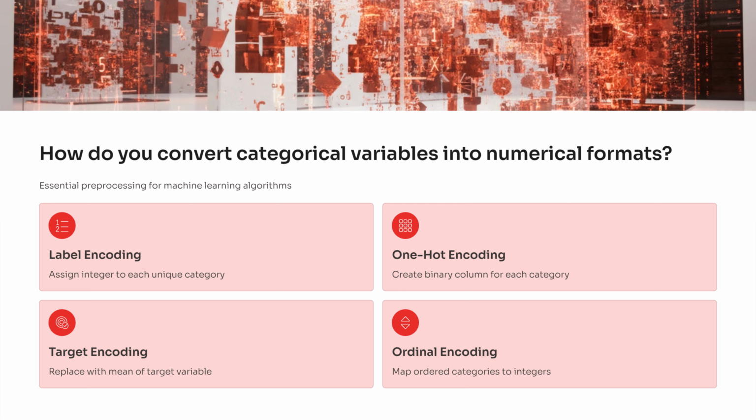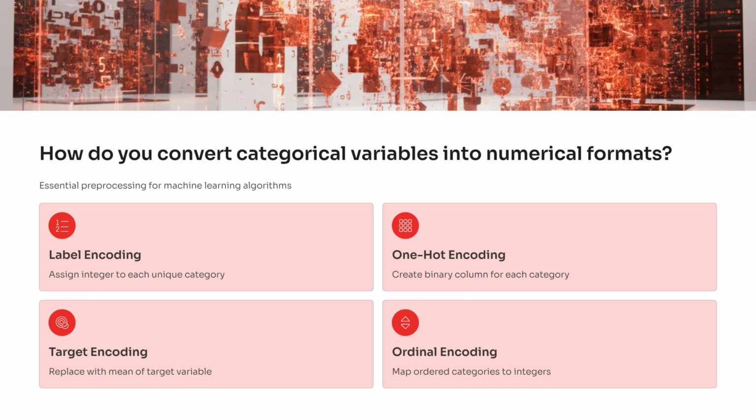Next is target encoding, which is often used when your dataset has too many unique categories, for example, hundreds of product IDs or user segments. Instead of creating hundreds of new columns, you replace each category with the average value of your target variable. So if premium customers usually have higher retention, that category would get a higher numeric value. It's compact and powerful. But remember, you must use it carefully during training to avoid leaking information from your test set.